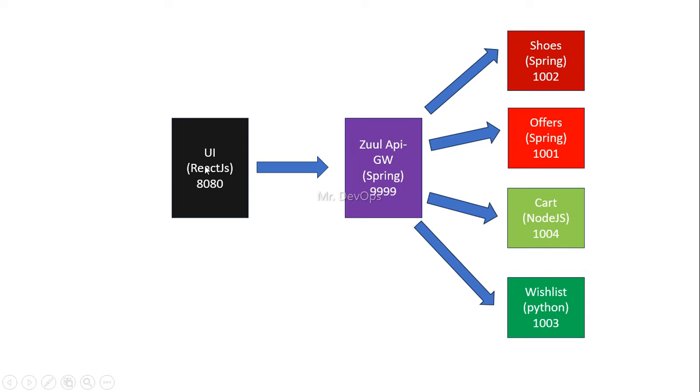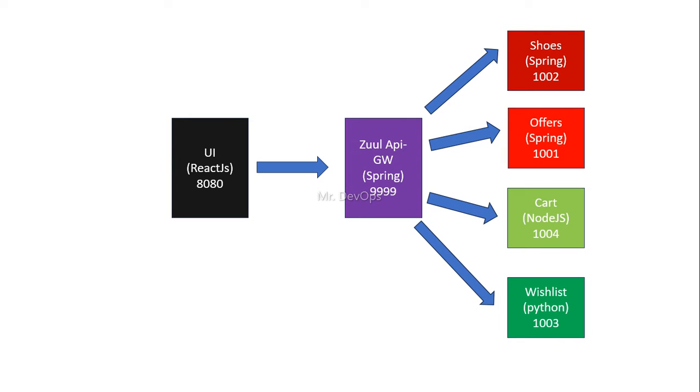So this is the UI which has been written using React.js for the implementation, and it runs on 8080. And this is the Zuul API gateway, as I told, based on the request from the front end. The Zuul API gateway will divert the traffic to the respective microservices, and the Zuul API gateway will run on port 9999, right?